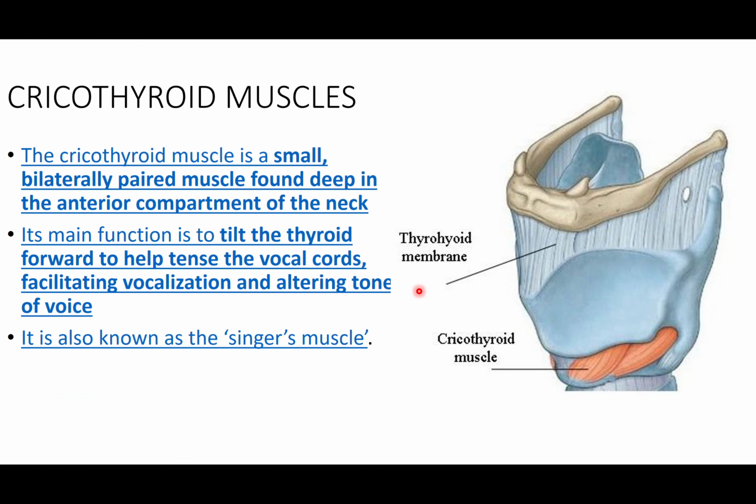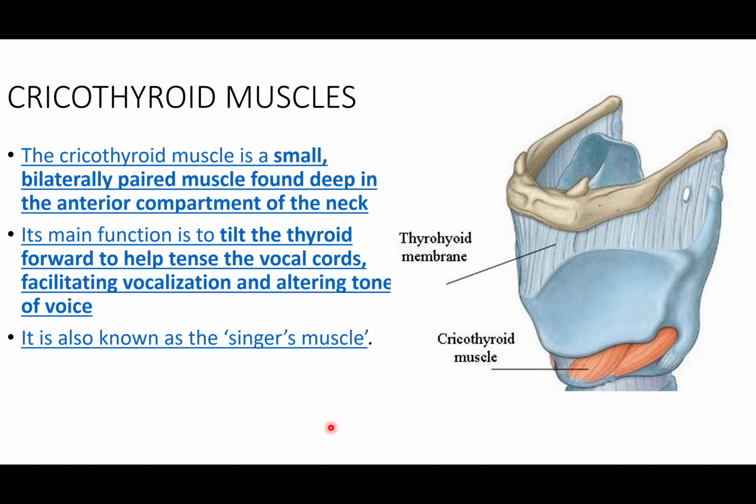The cricothyroid muscle is a small bilaterally paired muscle found deep in the anterior compartment of the neck, but its main function is to tilt the thyroid forward to help tense the vocal cord, facilitating vocalization and altering the tone of voice. That's why it is also called the singer's muscle. Its function is to tilt the thyroid forward to help tense the vocal cords, which further facilitates vocalization and altering tone of voice.